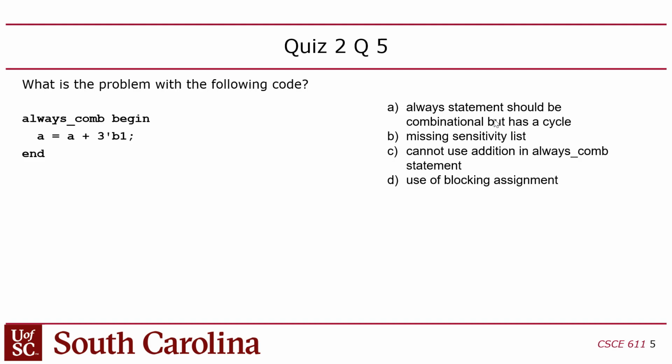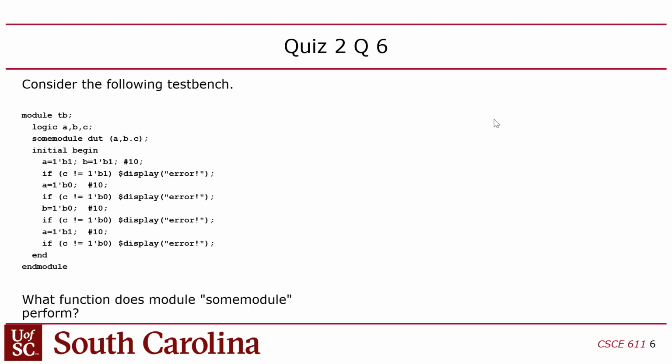So the options were always statement should be combinational but has a cycle, so that's the answer. Missing sensitivity list, that's not a problem. Cannot use addition in always_comb statement? No, that's true. That's not, you can. So that's not the answer. And use of blocking statement is not the issue. It's A.